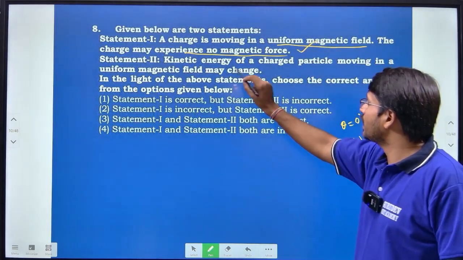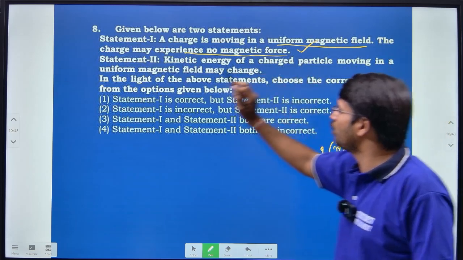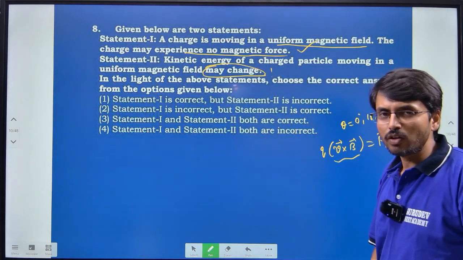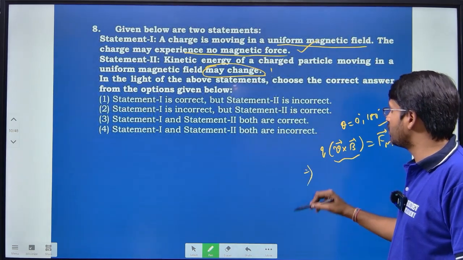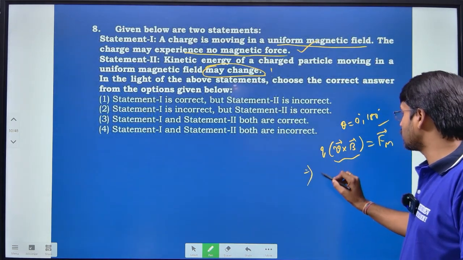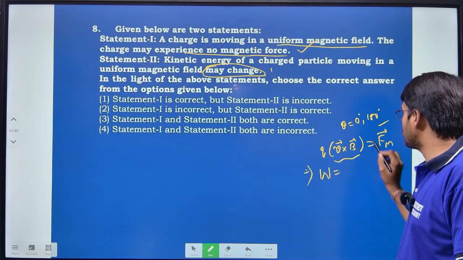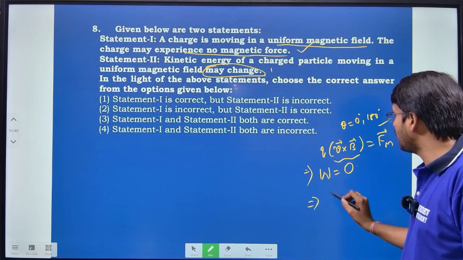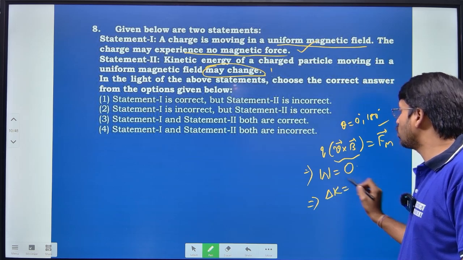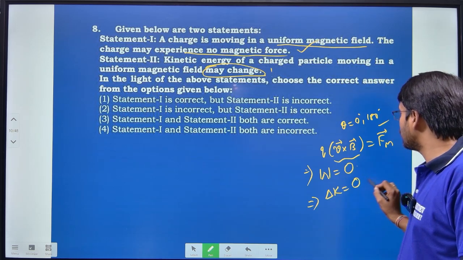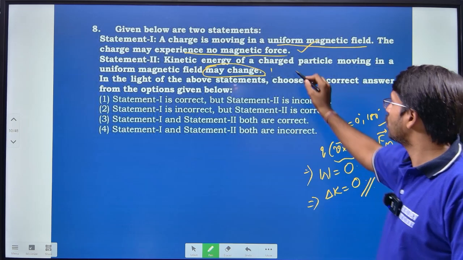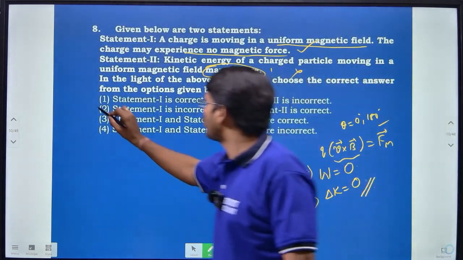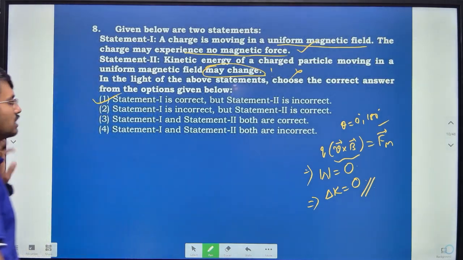And the next one is what? Kinetic energy of a charged particle moving in a uniform magnetic field may change. Is this possible? As we have discussed in theory, the work done by this particular magnetic force is always 0, and using the work energy theorem, delta K equals delta W, which is always 0, so it cannot change. Therefore this will be a wrong statement. Only the first statement is correct, so therefore the first option is the right answer.